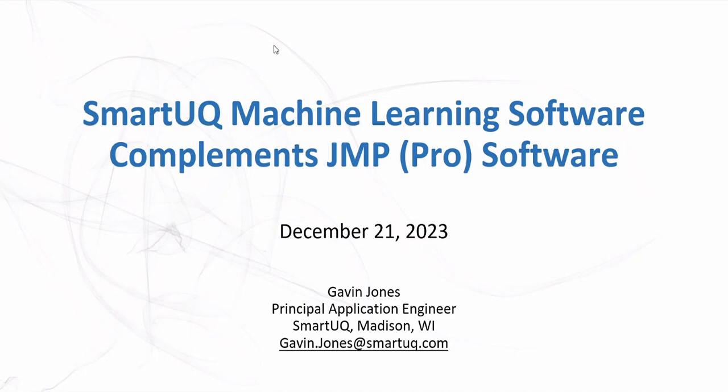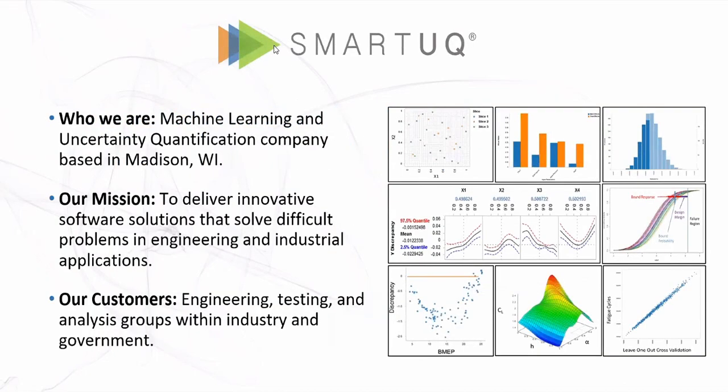So I'll just begin with a very short overview of SmartUQ as a company if you're not familiar with us. We're a machine learning and uncertainty quantification company based in Madison, Wisconsin. The primary product we do offer, though, is the software package SmartUQ, which is, of course, going to be a focus of the webinar today.